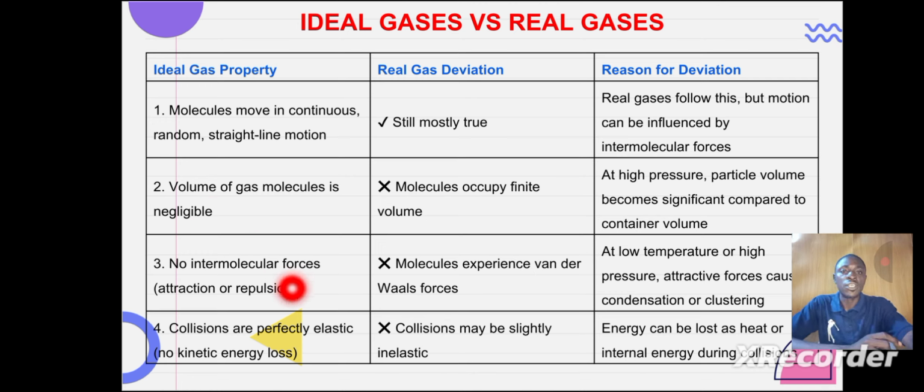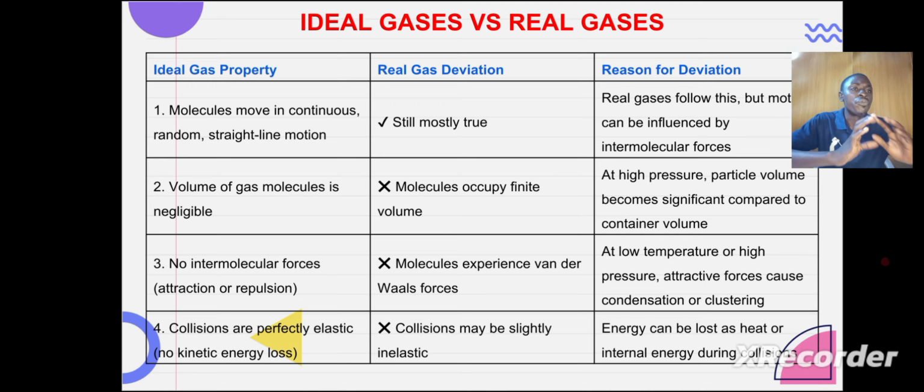Number three is no intermolecular forces exist in gases. No, there are intermolecular forces in gases, majorly the van der Waals forces. However, these intermolecular forces are very, very small. They exist anyway. At low temperature or high pressure, attractive forces can become very significant. As a matter of fact, they can cause the gas to condense. That is why cooking gas in a gas cylinder appears to be liquid, because it has been compressed at high pressure and usually at a lower temperature than the temperature of the atmosphere. So there are intermolecular forces, but these forces become very prominent at low temperature and high pressure.